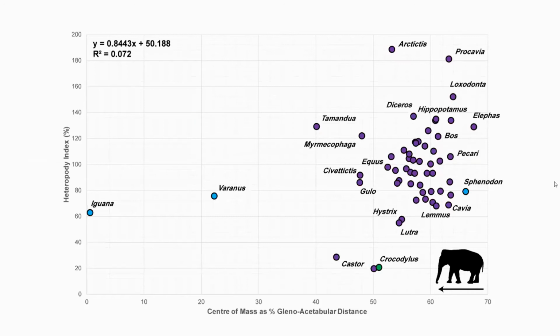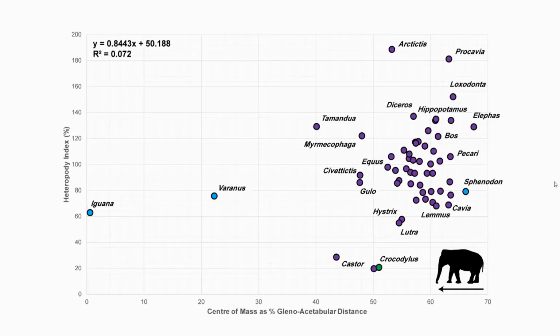So this is the heteropody index as regards each posture. For a digitigrade animal, it'll be like length times carpal width of the digits and so on with the different postures. And on the bottom is center of mass. As you can see, there's no general trend across these tetrapods. There's no silver bullet.